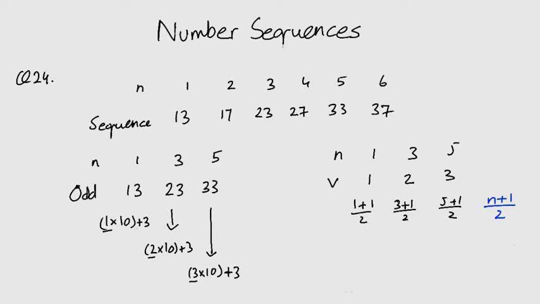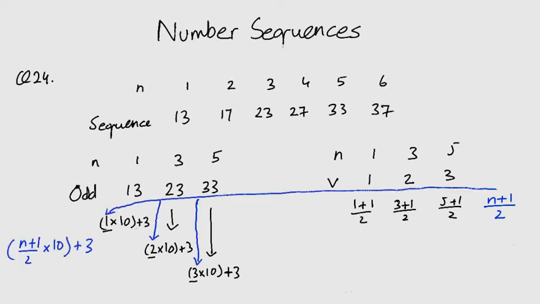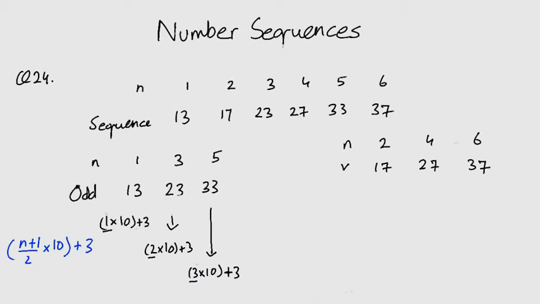You can plug this one back in, and we have the sequence for the odd part, 10 into n plus 1 divided by 2, and you add 3 to the result. Now let's find the pattern for the even part. We can again write this just like we had written for the odd part, and this time around it's very easy to find the pattern in terms of n. We can see here that 1, 2 and 3 can be very easily expressed in terms of n. This is simply n by 2. So our pattern becomes n by 2 multiplied by 10 plus 7 for the even part.